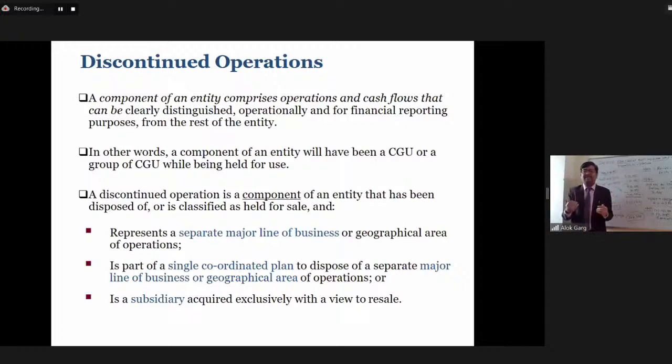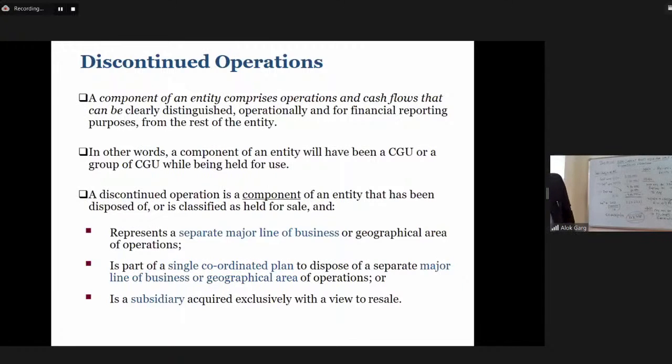Instead of fair value less cost to sell, we will say fair value less cost to distribute. Instead of saying it is available for immediate sale, we will say it is available for immediate distribution in its present condition. So technically speaking, only the wording has been changed, rest everything remains unchanged. Okay. So there is a small concept of asset available for distribution to owner also in IND AS 105. So quickly you can read that concept, and that concept is the same as non-current asset held for sale.